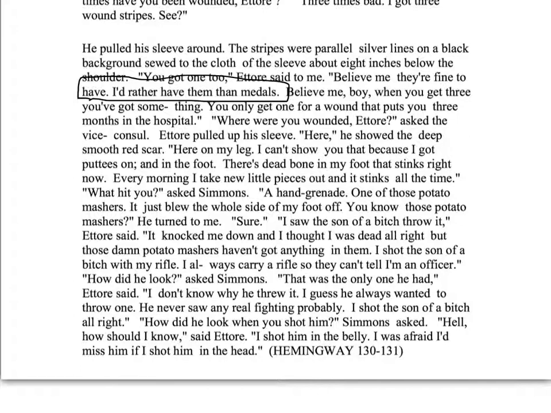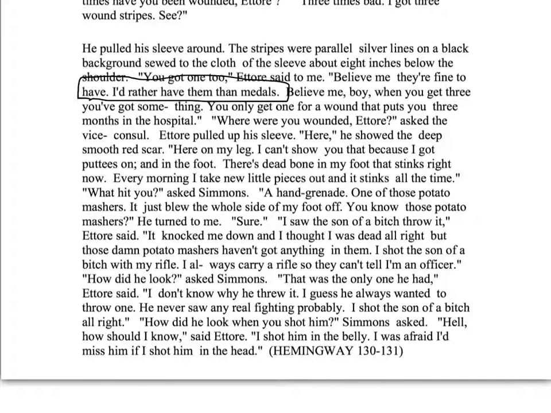"What hit you?" "A hand grenade, one of those potato mashers. Just blew the whole side of my foot off. You know those potato mashers?" He turned to me. "Sure." "I saw the son of a bitch throw it. Knocked me down. I thought I was dead all right, but those damn potato mashers haven't got anything in them. I shot the son of a bitch with my rifle. I always carry a rifle, so they can't tell I'm an officer."